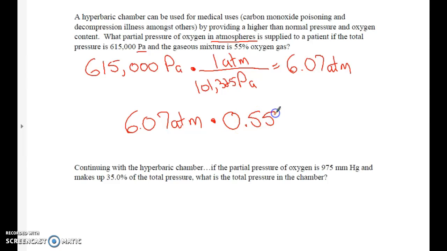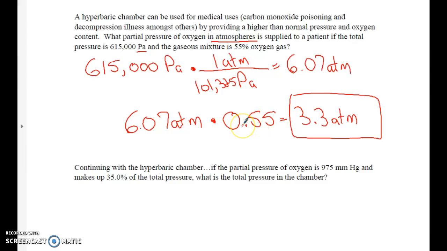we have to change that 55% into a decimal. And when we do that, since 55% is 2 decimal places, we get our answer to 2 decimal places. You could, if you wanted to, have multiplied the 0.55 by that original pressure of 615,000 pascals. You get an answer in pascals, and then you can convert that to atmospheres using this same conversion factor. You would get the same answer, 3.3 atmospheres. It doesn't really matter which order you do that in.